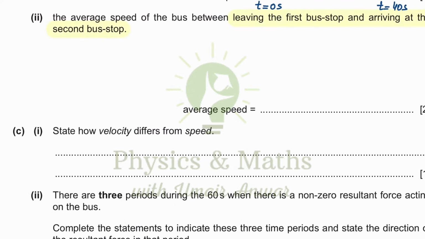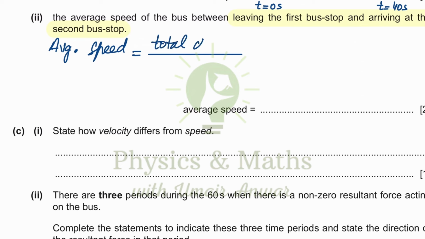First, I would be writing the formula, and this would be: average speed of an object is equal to total distance divided by the total time.